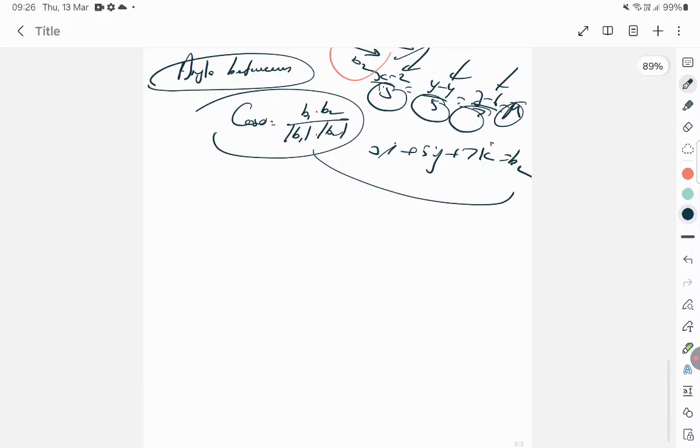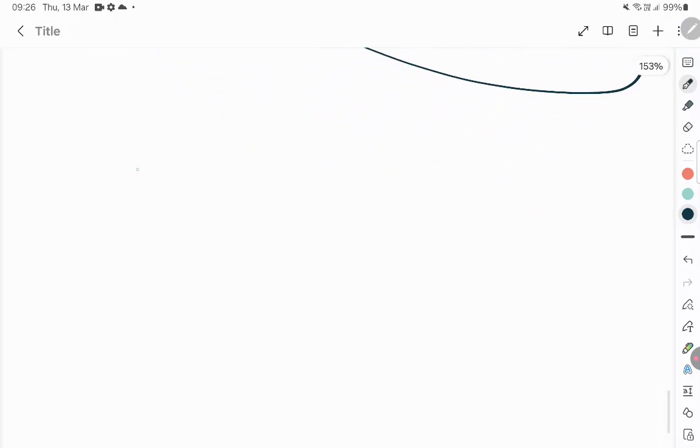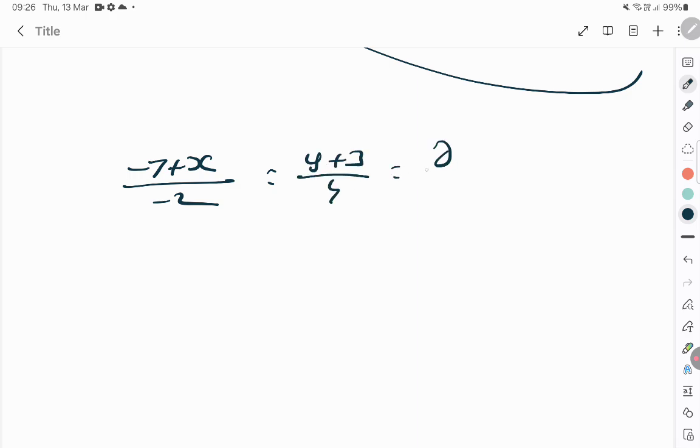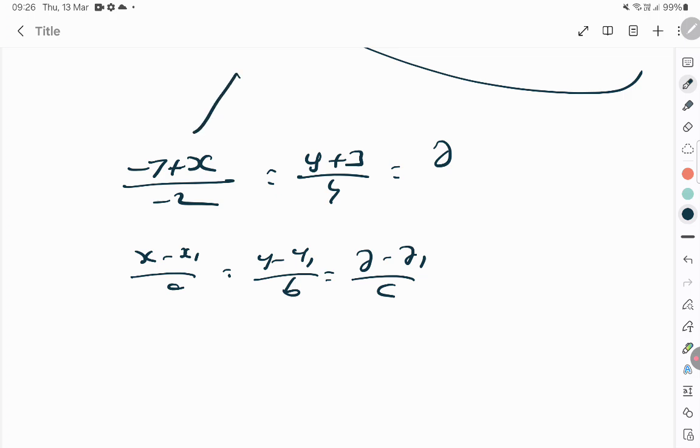Sometimes in the question they'll give you something like (minus 7 plus x) by minus 2 is equal to (y plus 3) by 4 is equal to z. You know the format has to be (x minus x1) by a is equal to (y minus y1) by b is equal to (z minus z1) by c. First of all, this is not in the right format. You have to switch it, so you write it as (x minus 7) by minus 2. Correct?